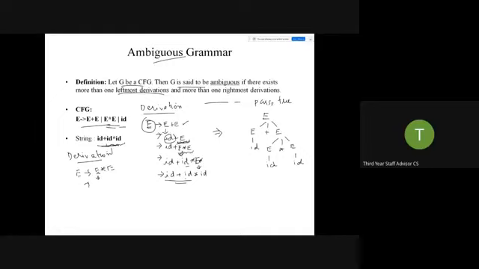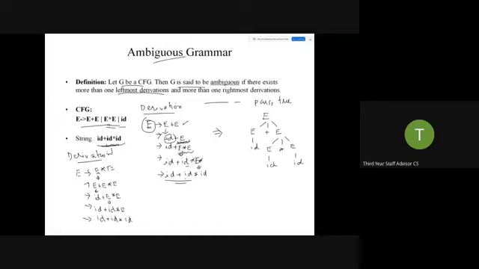Okay, the leftmost E we are considering has to be replaced with E plus E. This will be the next step. Next, we take the leftmost E and replace it with ID, giving ID plus E star E. In the next step, the leftmost E is replaced, giving ID plus ID star E. And in the last step, we replace the non-terminal E with ID.